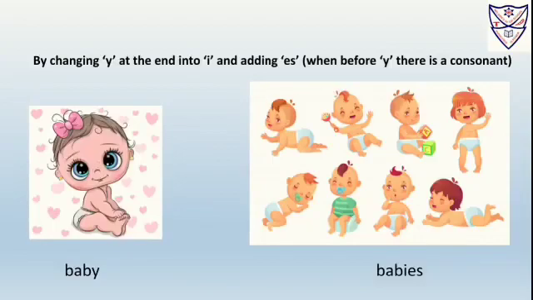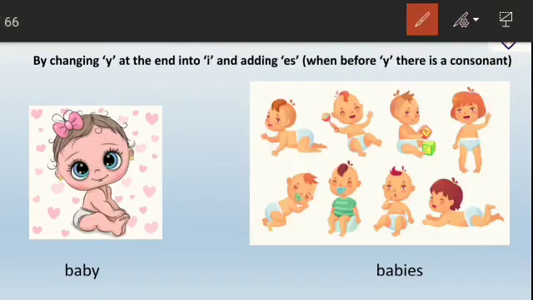Now we go to the next rule, by changing y at the end into i. Now suppose the last letter of the noun is y, and before y there is a consonant. To make it plural, instead of y I will add i and then I will add es. I will show you. Now suppose here my last letter is y, and before that I am having a consonant b.